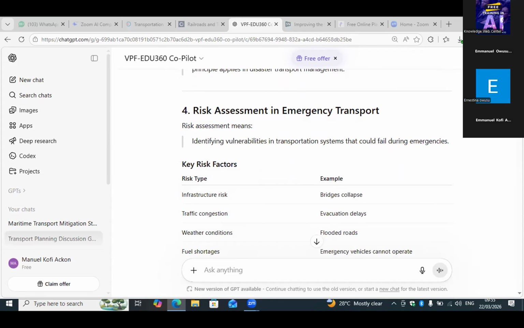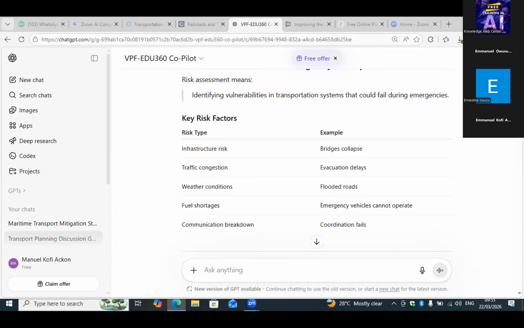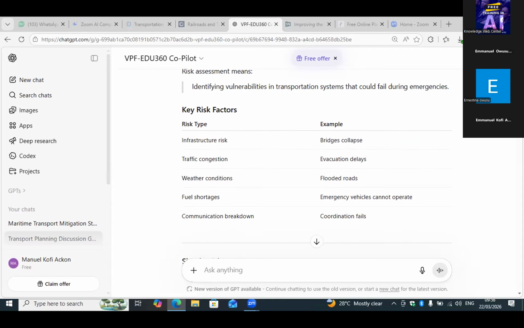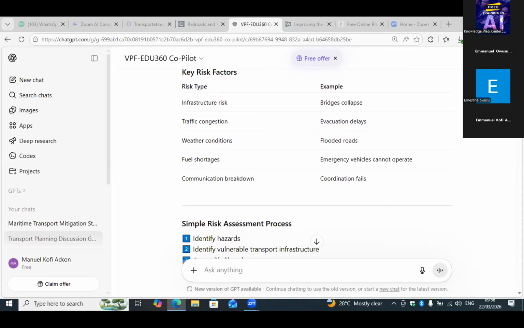4. Now we are coming to the risk assessment in emergency transport. Risk assessment simply means identifying vulnerabilities in transportation systems that could fail during emergencies. Key risk factors: there are the risk type and an example. Infrastructure risk, the example is bridge collapse. Traffic congestion, evacuation with delays. Weather condition, flooded roads. Fuel shortages, emergency vehicles cannot operate. Communication breakdown, there will be poor coordination.